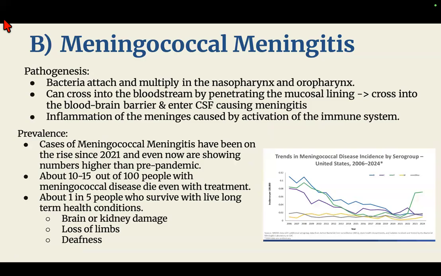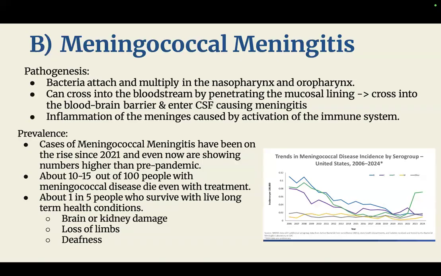Neisseria meningitidis bacteria attach and multiply in the naso- and oropharynx, often without symptoms. The bacteria can penetrate through the mucosal lining and cross into the bloodstream, leading to a systemic infection. Once in the bloodstream, the bacteria are able to cross through the blood-brain barrier and enter the CSF and central nervous system. Once the bacteria affect the meninges, it causes a release of cytokines and immune cells, inflicting inflammation. Prolonged and intense inflammation lead to increased permeability of the blood-brain barrier, causing symptoms like cerebral edema and intracranial pressure.